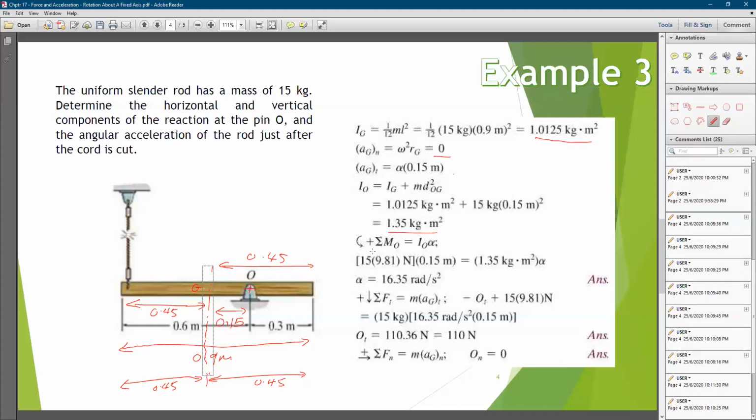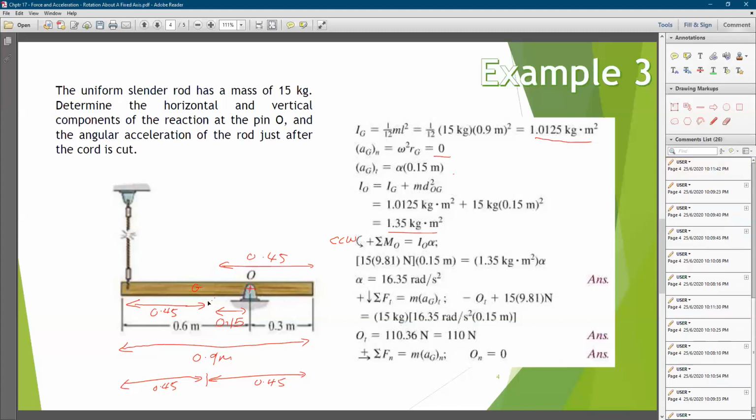Now we calculate the moment at point O here, and we assume that counterclockwise is our positive direction, and then we look here, what we have is this. Let me remove this part here first. Let me get rid of this.